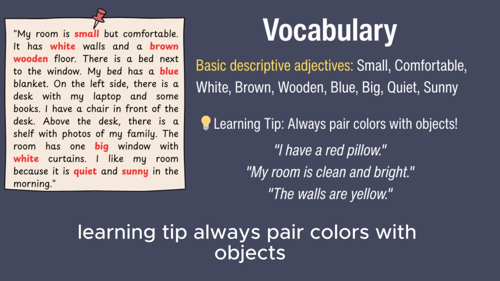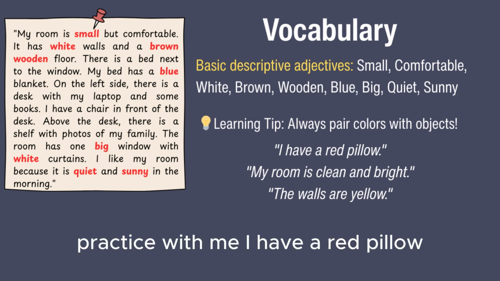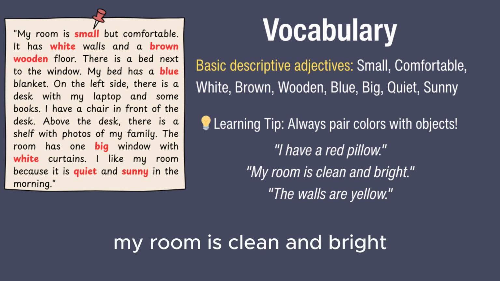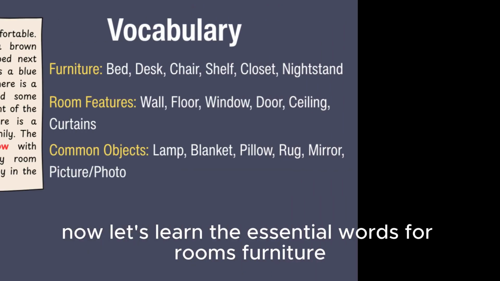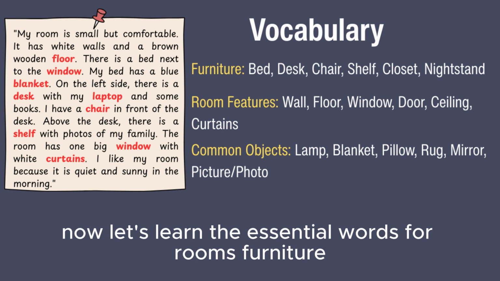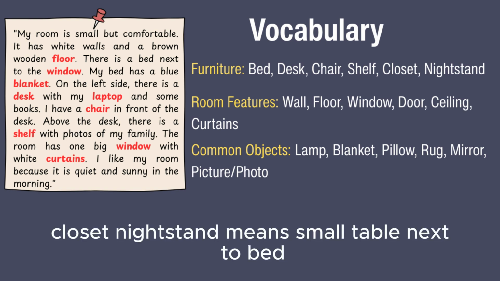Learning tip: always pair colors with objects. Say, I have a blue blanket, or I have blue curtains. Practice with me. I have a red pillow. My room is clean and bright. The walls are yellow.